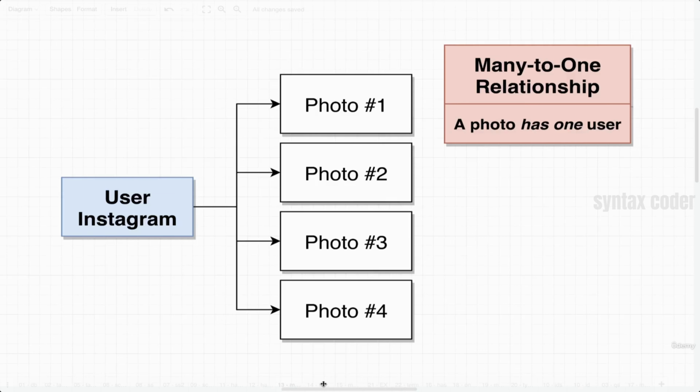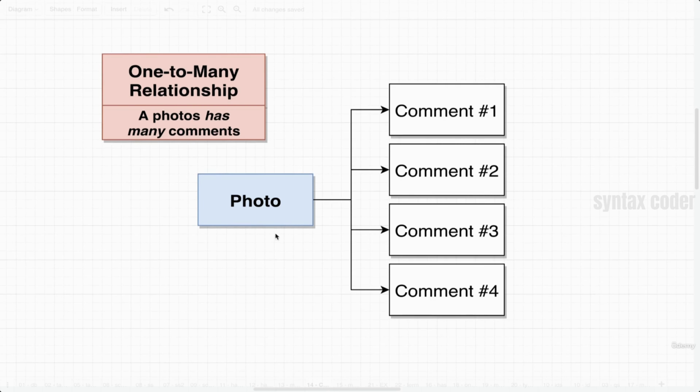Okay, quick diagram here. There we go. So in this case, we have a photo, and a photo can have many different comments tied to it. So notice that term I just used, a photo has many comments. That is a sign of a one-to-many relationship from the perspective of the photo.